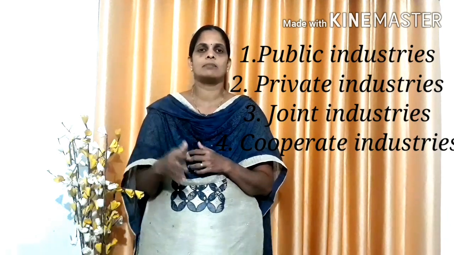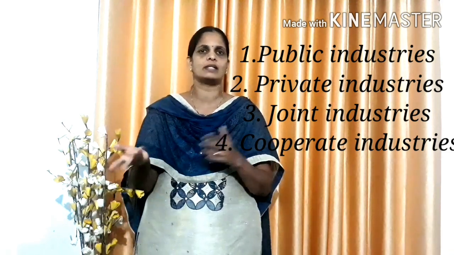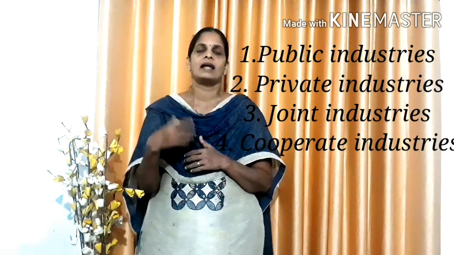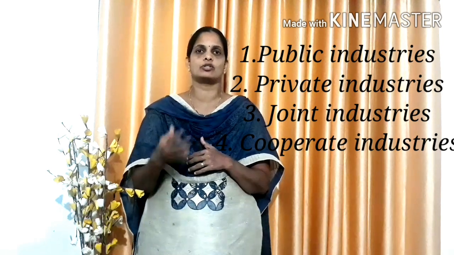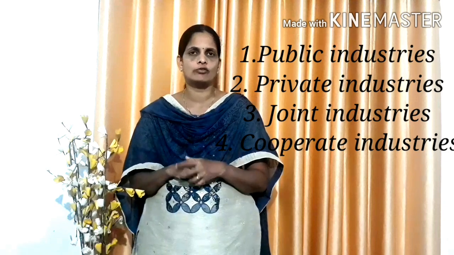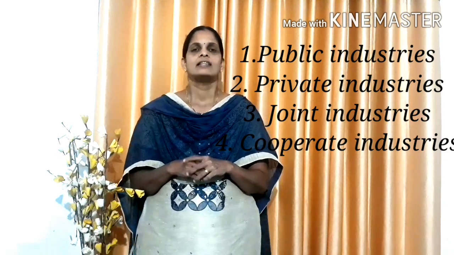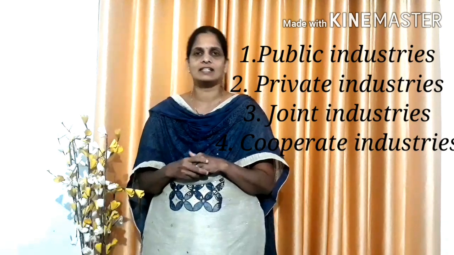Okay, for example, BSNL or SAIL, Steel Authority of India. Companies which are fully under the control of the government are called public industries. The second type is private industries.